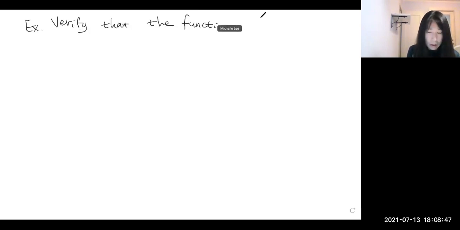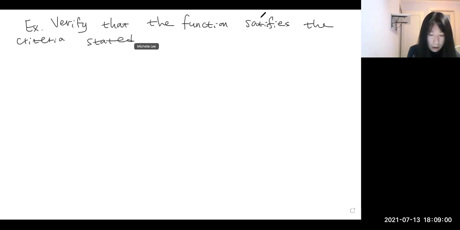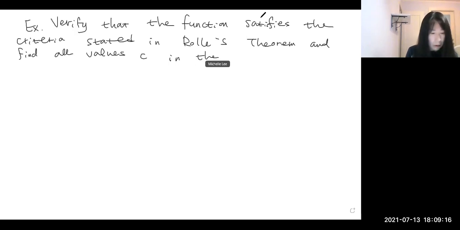Okay, so let us use this theorem. Using this one: verify that the function satisfies the criteria stated in Rolle's theorem and find all values c in the given interval where f prime of c equals 0. Okay. All right. So I want to do one problem.